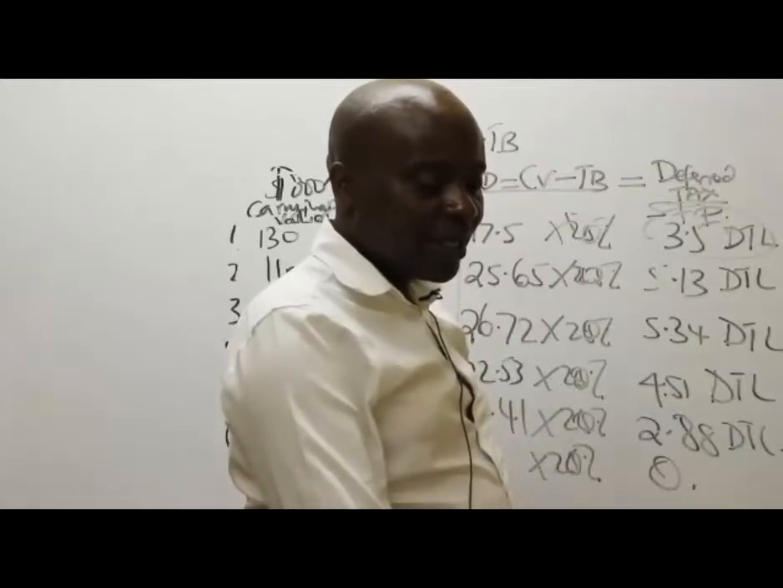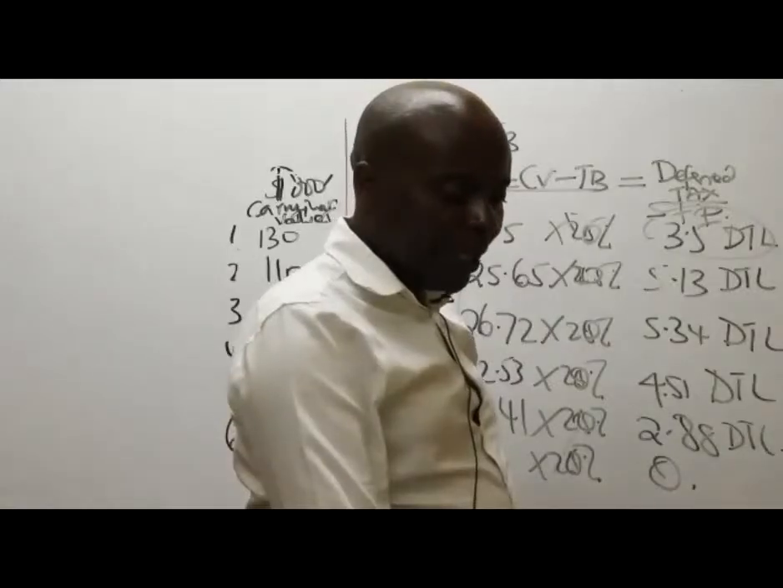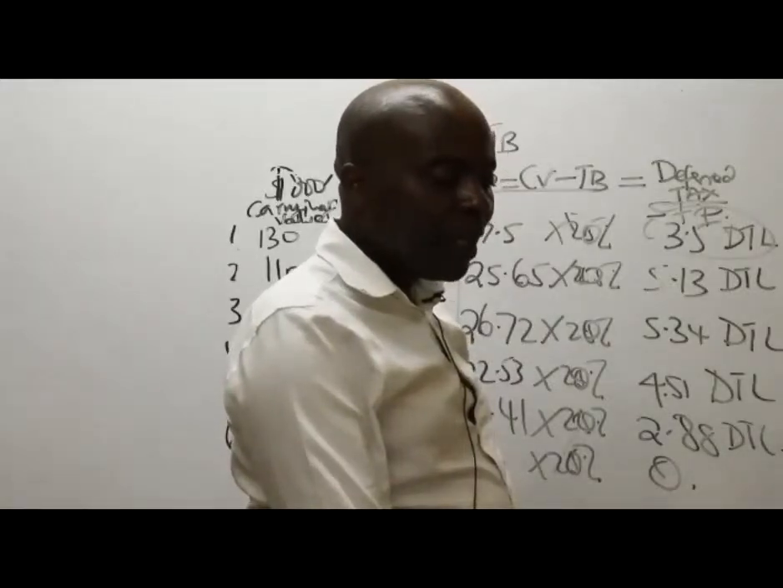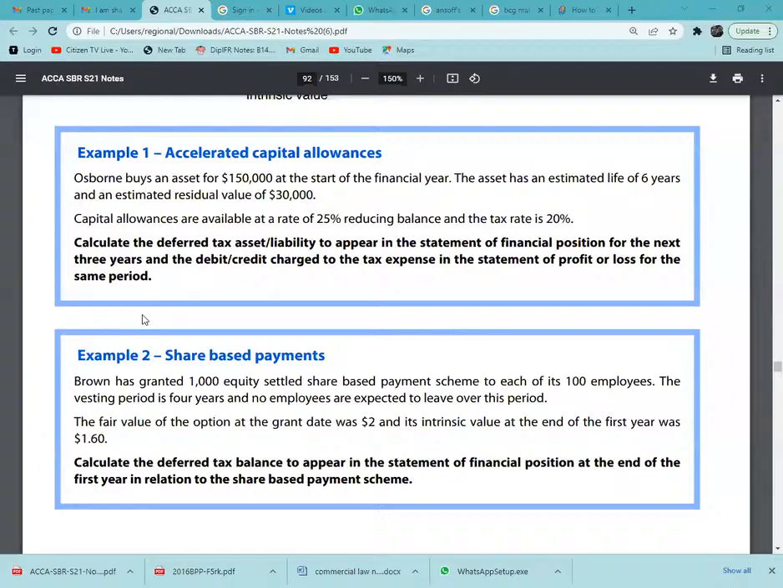Aya. Sasa, wacha sisi turudi hapa. Hili swali rahisi sana. Wanasema, Brown has granted a 1,000 equity settled share-based payment scheme to each of its 100 employees. The vesting period is for 4 years and no employees are expected to leave over this period. The fair value of the option at the grant date was 2 and its intrinsic value at the end of the first year was 1.6.